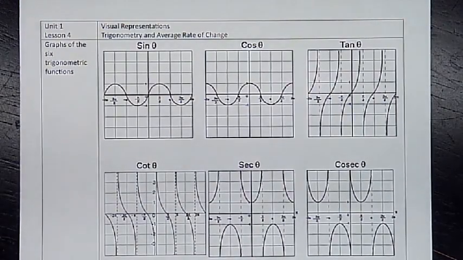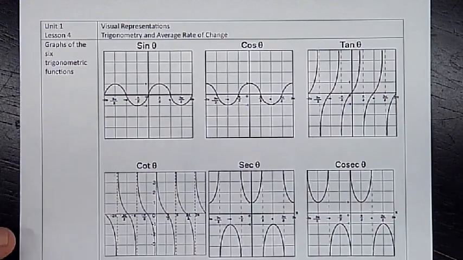Here you can see the graphs of the 6 trigonometric functions. We will explore these functions and their graphs later in the course. The important aspects of the graphs we're looking at today are the similarities between pairs of graphs and how to determine the period of each of the functions.